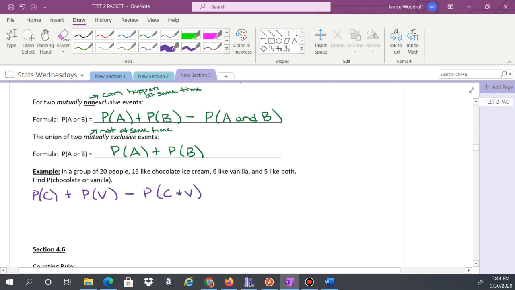So the probability of chocolate is 15 out of 20. Probability of vanilla, 6 out of 20.